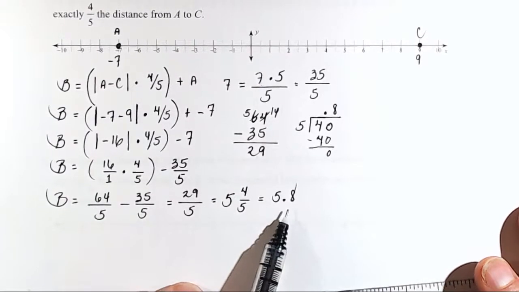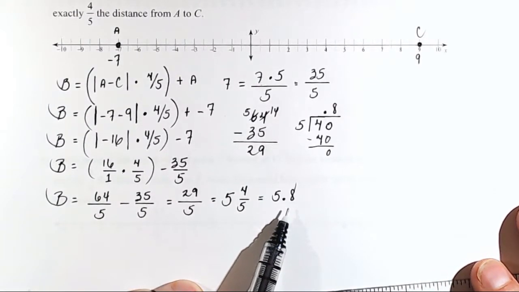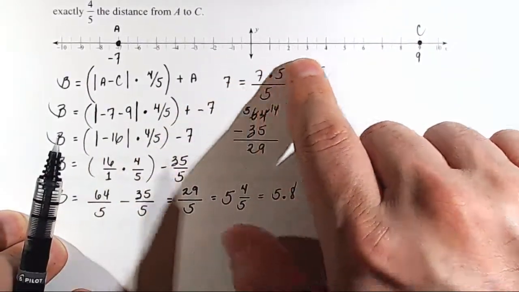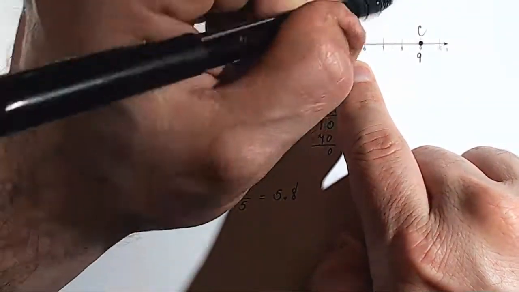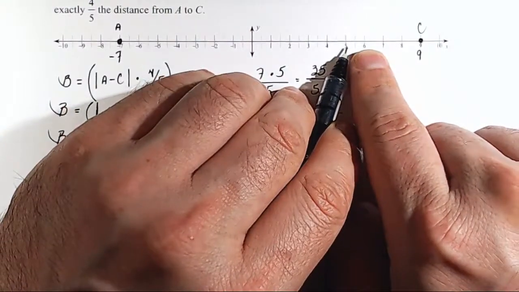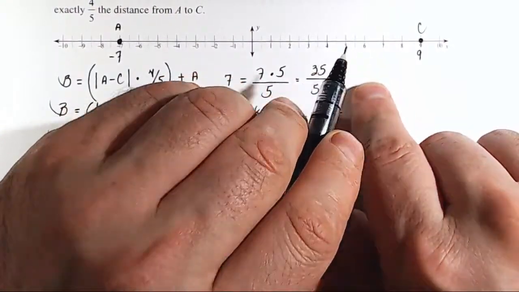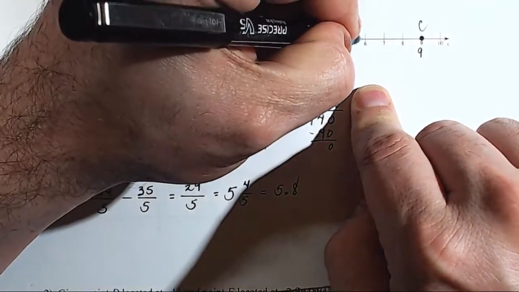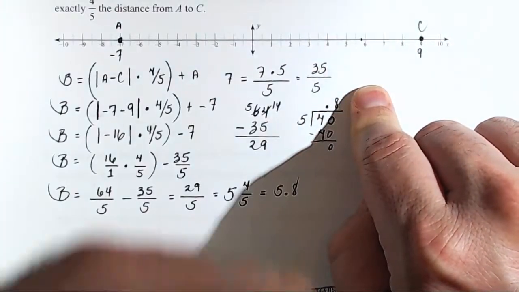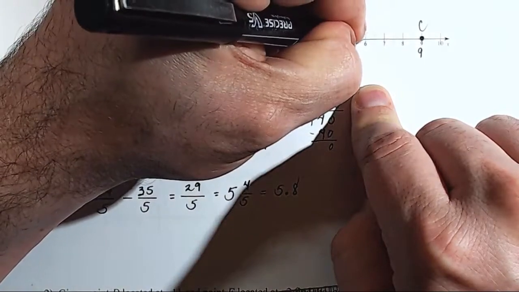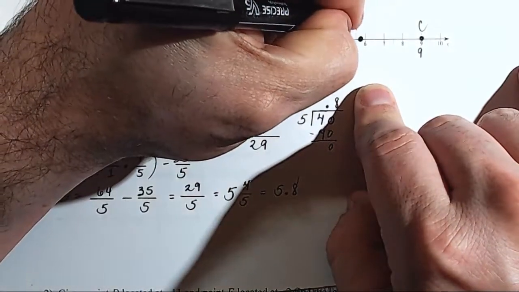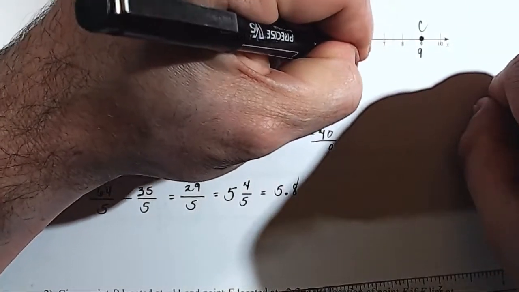Okay, now we have to plot this point. Okay, so let's go back and find 5.8. Well, it's hard to measure there. That's between 5 and 6. And here's 5.5. So I don't know, about right there, maybe. We'll call it good right there. We'll call this point B, and that would be at 5.8.